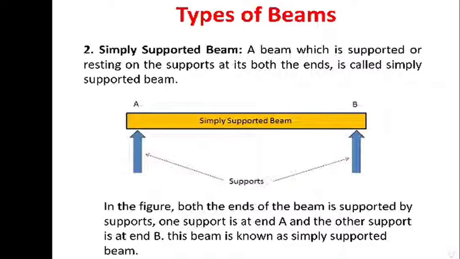Second, the simply supported beam. You can see the diagram. Two ends are supported. That type of beam is called a simply supported beam. The definition: a beam which is supported or resting on supports at both of its ends is called a simply supported beam. You can simply explain that both ends are supported. That is a simple definition.